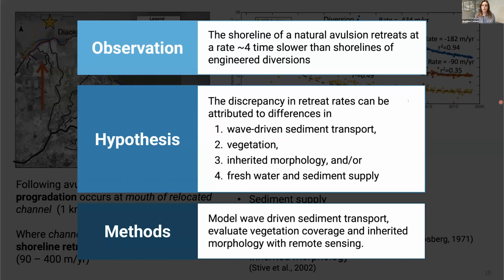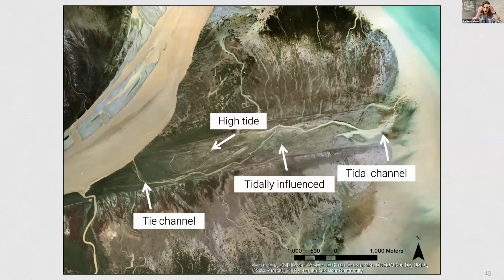sediment transport due to waves. We monitored vegetation and considered the role of elevation at the time of abandonment to explore this. So importantly, Qingba maintains an active channel that disperses water and sediment to this naturally abandoned lobe.